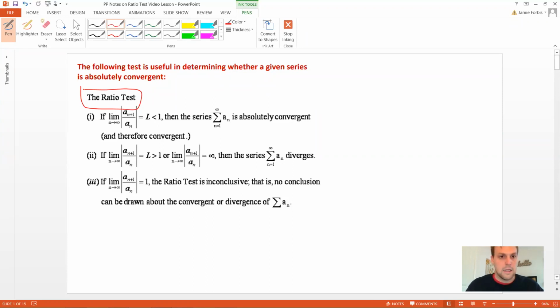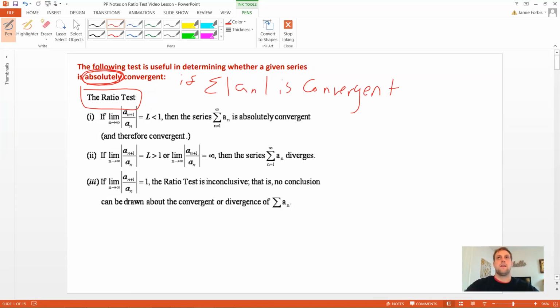All right. So the following test is useful in determining whether a given series is absolutely convergent. Now that word right there, think of absolute value. So that's saying if the summation of the absolute value of a sub n is convergent. Because here's the thing, if the absolute value of a series is convergent, then the non-absolute value part of it is also convergent, because we learned that from the alternating series test yesterday.